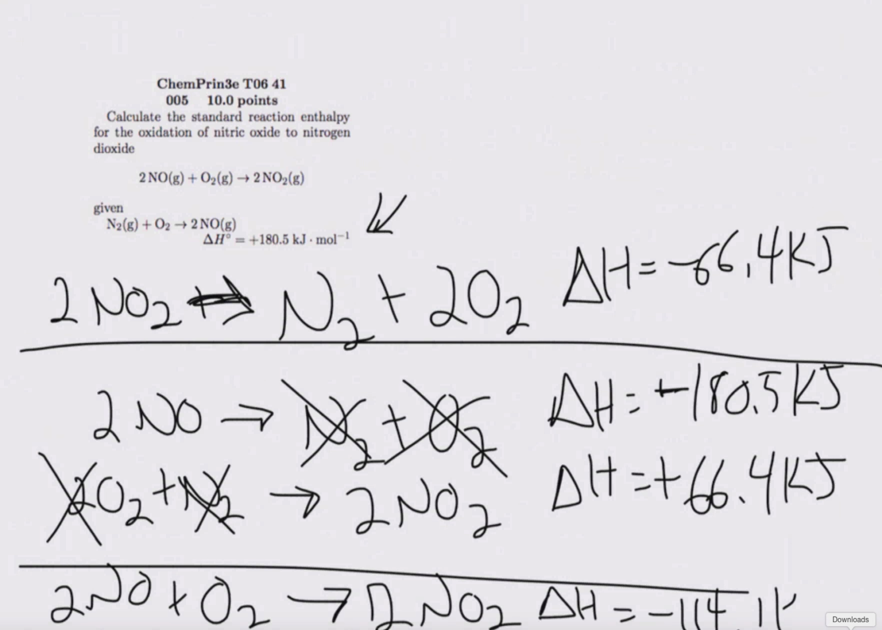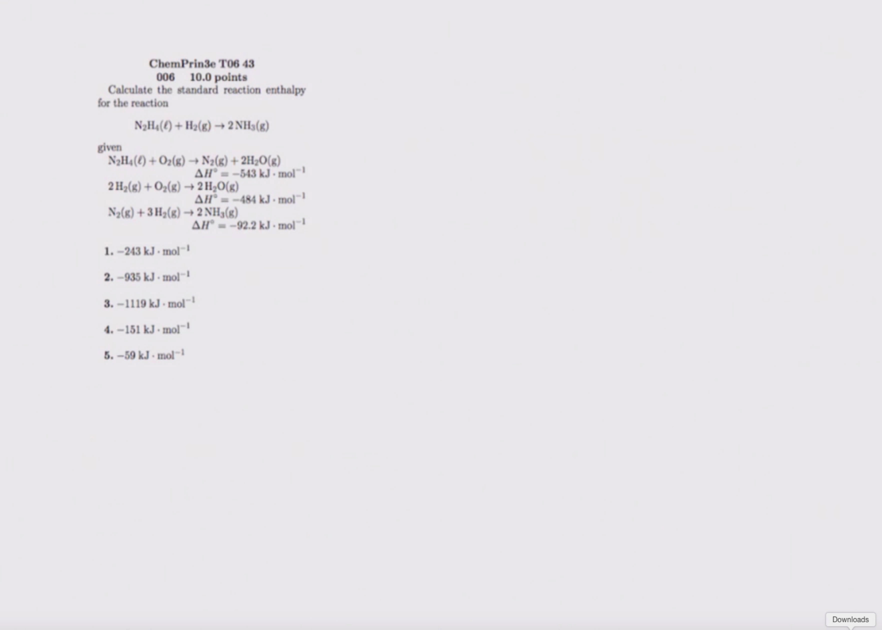Okay, another Hess's law situation. We need to take a look at these three reactions. How can we combine them in order to get the reaction that we want? So we're going to take the first reaction and the third reaction are actually good as they are. We're going to have to flip the middle reaction around.